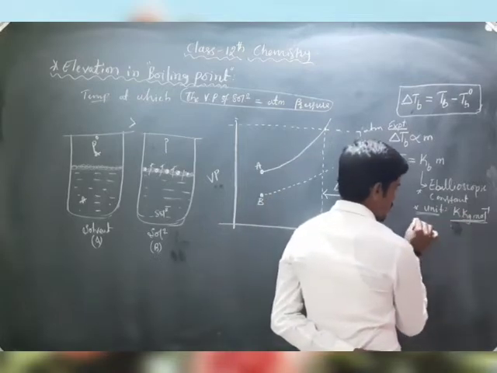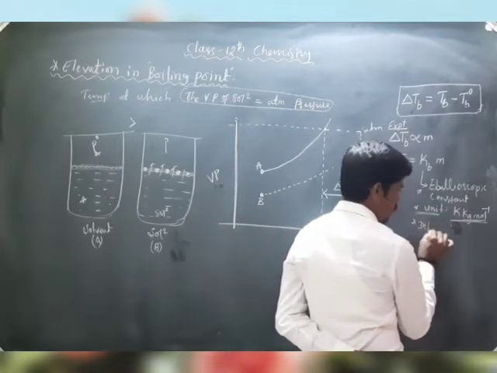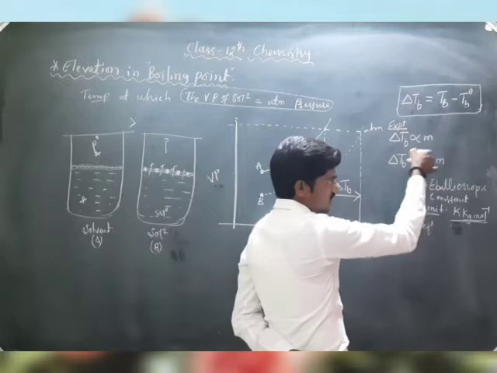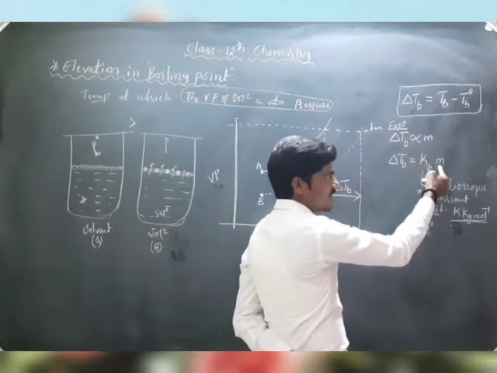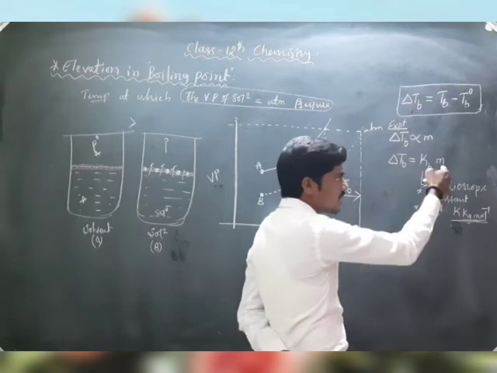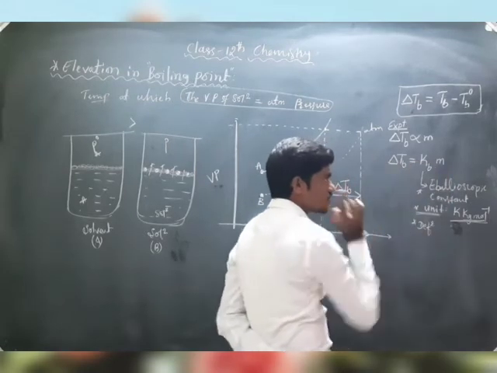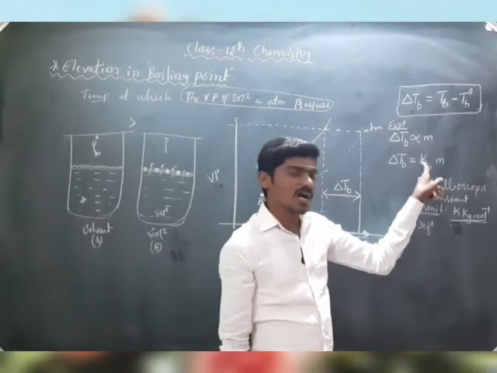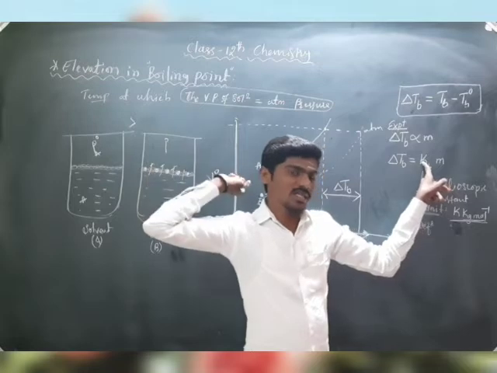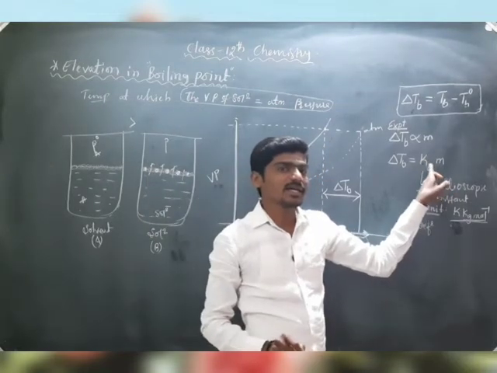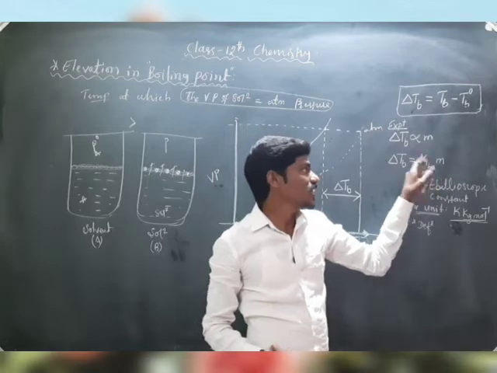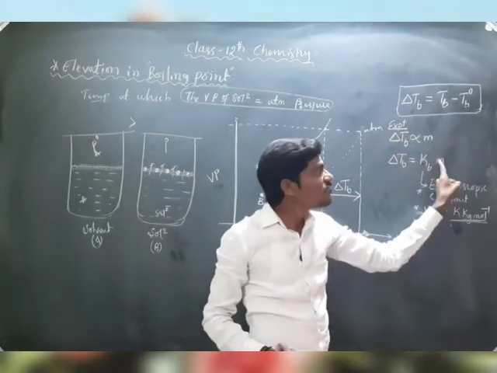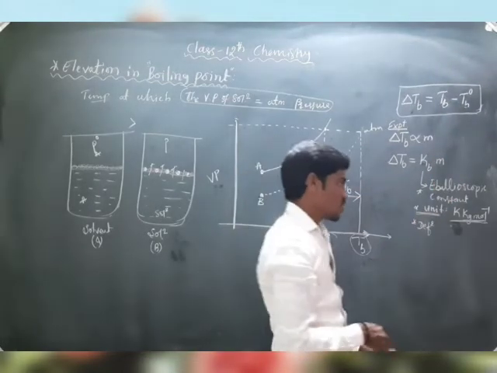So this is the unit, and how are we going to define this? What is the definition of Kb? If the m value is equal to 1, what happens? When m is equal to 1, Kb becomes equal to delta TB. So you can define the ebullioscopic constant or molar elevation constant as the difference between the boiling temperature of the solution and the solvent for a 1 molar solution.